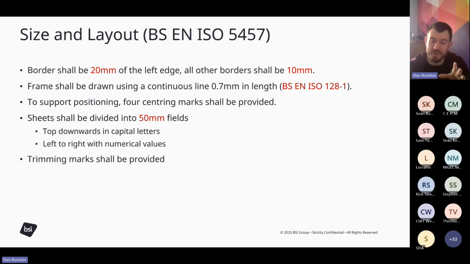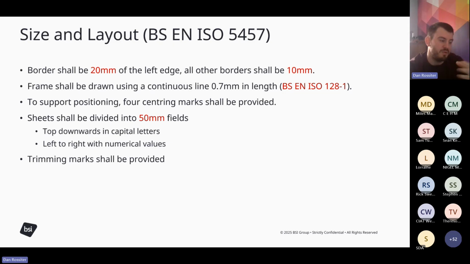The first are centering marks. The idea being that there are some slightly longer lines that protrude out of the drawing border, and these are there to help with aligning the drawing. If you're using a light box or you're bringing something back from microfiche and you're trying to scan and pull it together, having these centering marks helps align the drawings together to make sure that things fit, which is quite a useful tool.